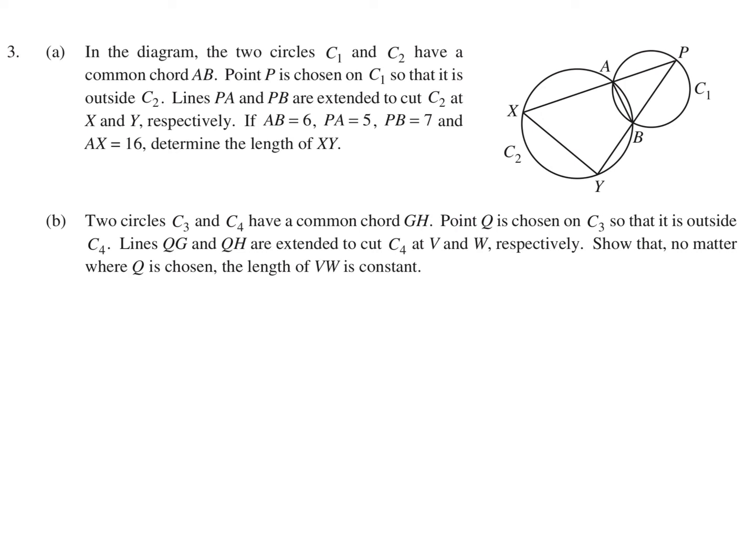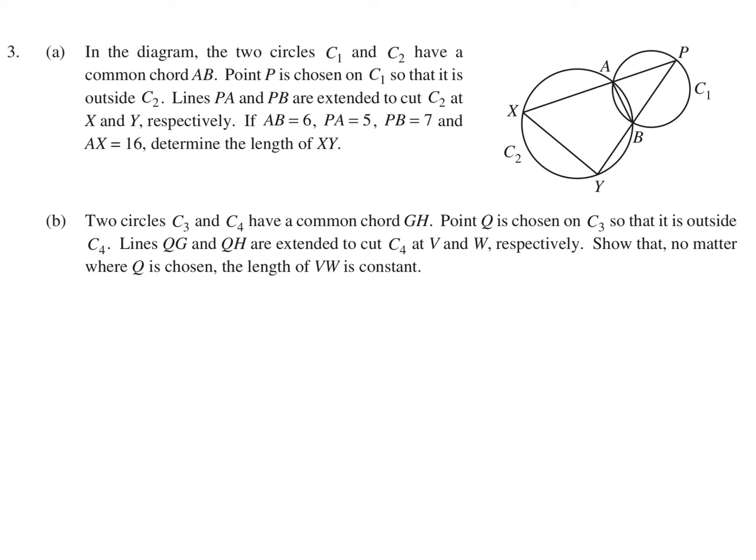In the diagram, the two circles C1 and C2 have a common chord AB. Point P is chosen on C1 so that it is outside C2. Lines PA and PB are extended to cut C2 at X and Y respectively. If AB is 6, PA is 5, PB is 7, AX is 16, determine the length of XY.